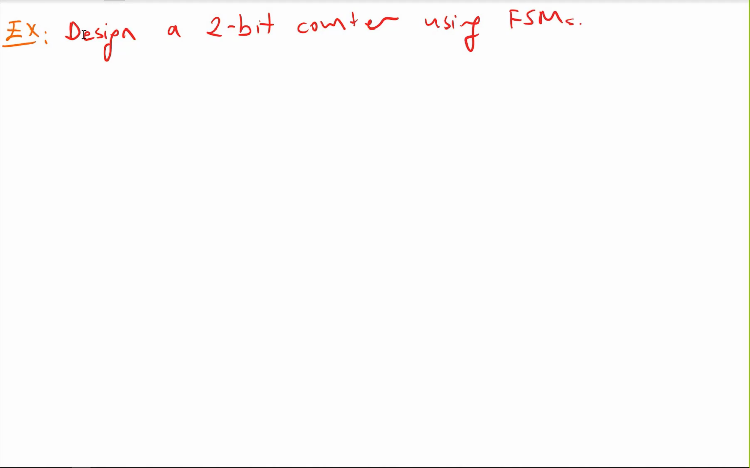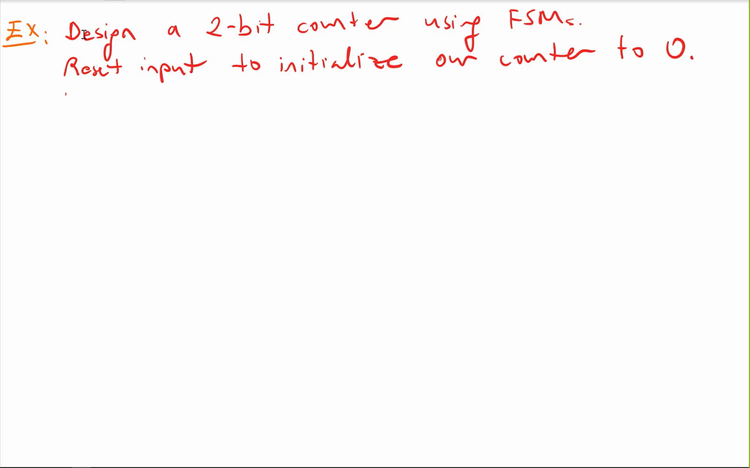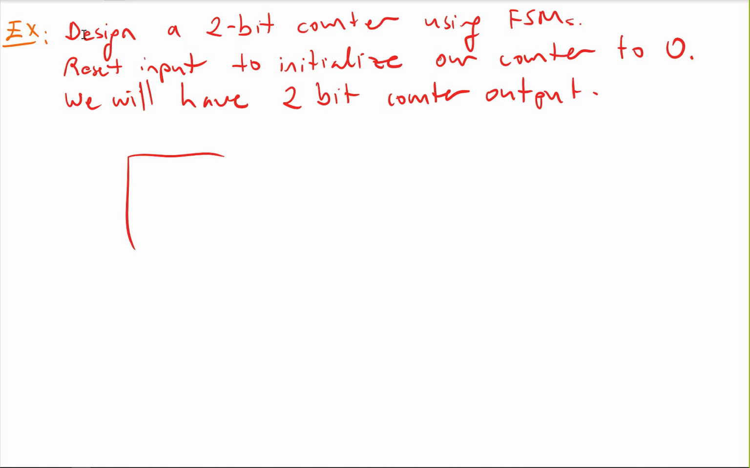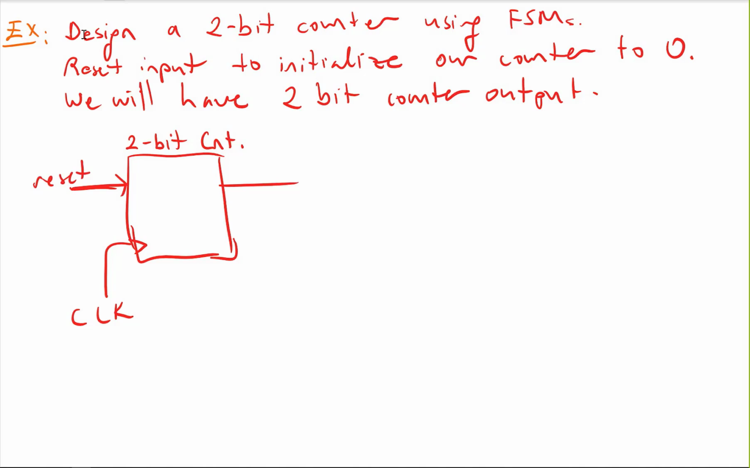So in this example, we will design a 2-bit counter using finite state machines. In this 2-bit counter, we will have a reset input to initialize our counter to 0, and we will have a 2-bit counter output. So in a way, I have a finite state machine with a 2-bit counter. I will have a clock signal and a reset signal here, and I will have a 2-bit output. Let's call this Y.